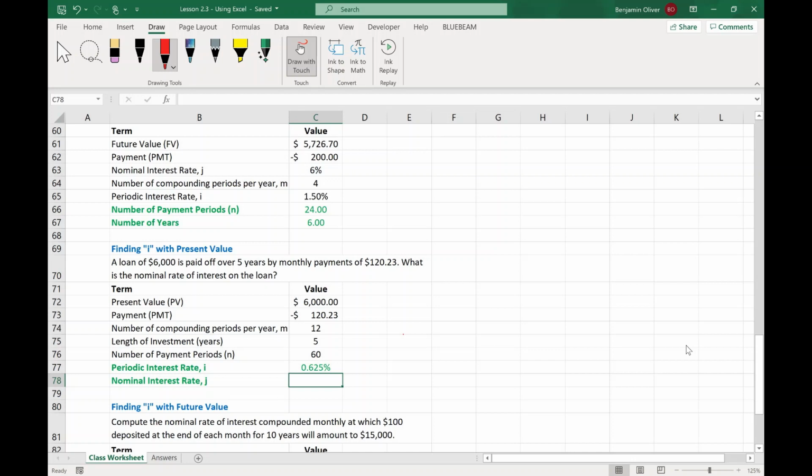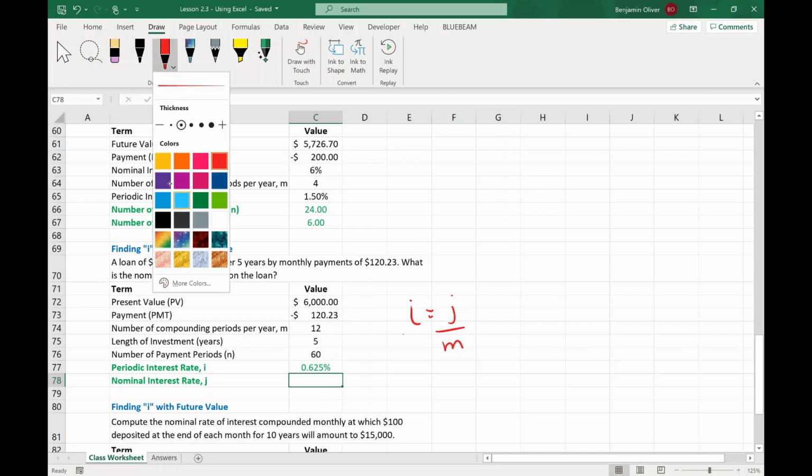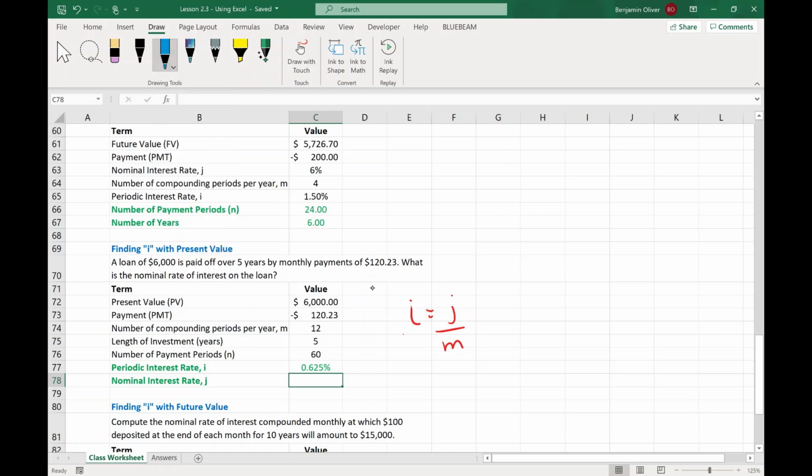But remember, you are going to see a little bit of my drawing here. Our periodic rate of interest is equal to our nominal rate of interest divided by our number of compounding periods per year. Remember, back to your first math course when you're solving an algebraic equation, as long as you do the same thing to both sides of your equation, you're fine. So I can multiply both sides by m, the number of compounding periods per year. On the right-hand side, the m's cancel, and we're left with just our nominal rate of interest, and that's equal to our periodic rate of interest times our number of compounding periods per year.